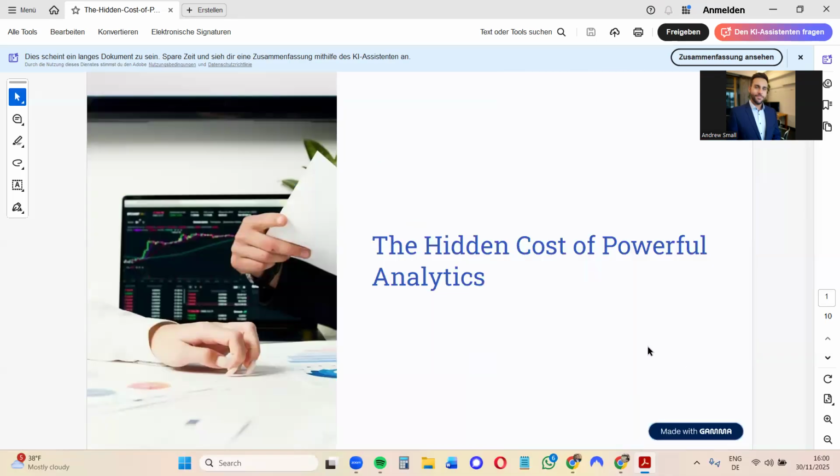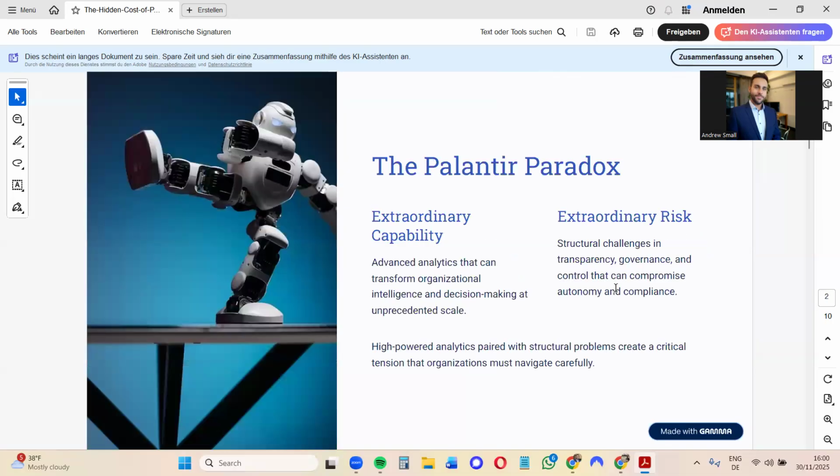So I chose data security and specifically the case study of Palantir. So Peter Thiel, this kind of transhuman, I guess, data tyrant of our time. And I wanted to talk about the hidden cost of powerful analytics. Yeah, it makes our society easier, it makes the engines of society easier, but there is a hidden cost to it. Okay, so I have the capability and risk first.